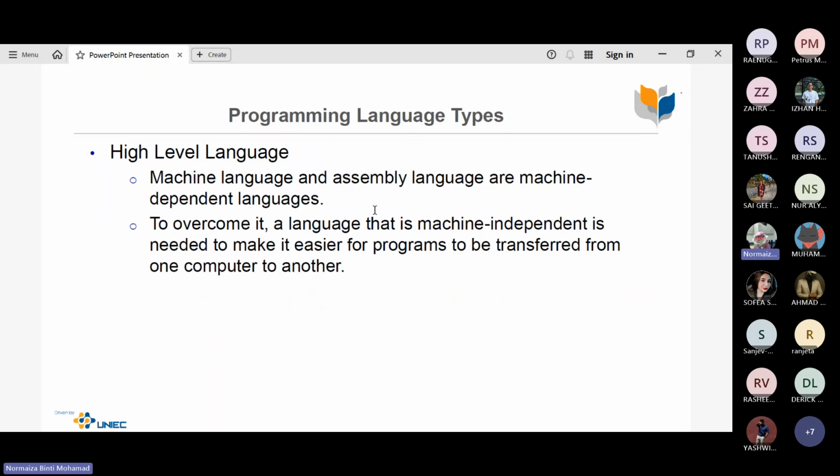Then we have high level language, which we use today. Machine language and assembly language are still machine dependent languages. They depend on the hardware. To overcome it, a machine independent language is needed to make it easier for programs to be transferred from one computer to another. So the language that we use today is not dependent on the hardware. You can write on any machine and run it on any other hardware. That's why it's considered machine independent.